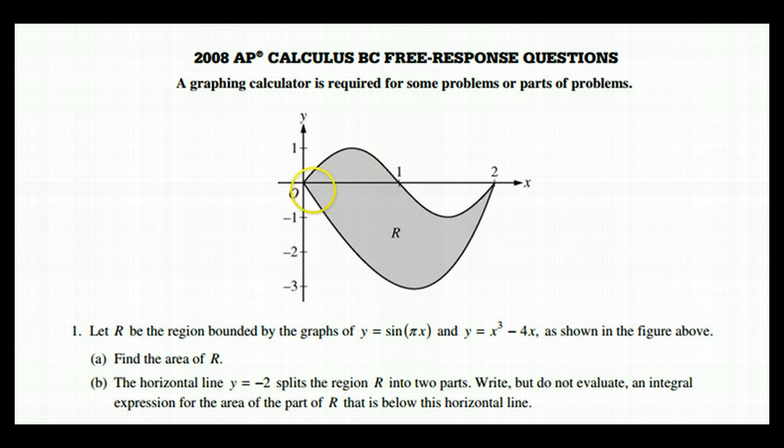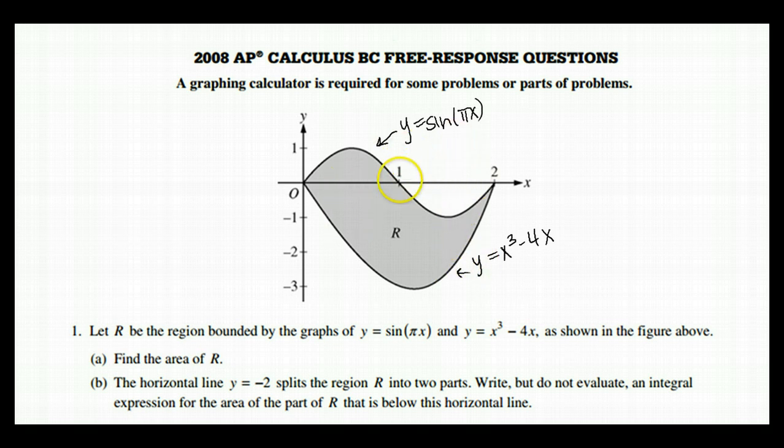So here we have this region R. It's been shaded in for us. The graphs have been given. It's a graphing calculator problem. If you didn't know that this top one here is the sine one, so this function here is y equals sine pi x, and then the bottom function here is x cubed minus 4x, it's a graphing calculator problem. So you can plug them into your graphing calculator and know which one's which, but hopefully you would know which one's which.